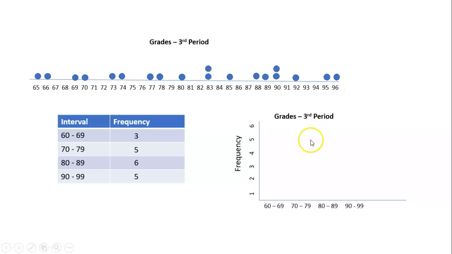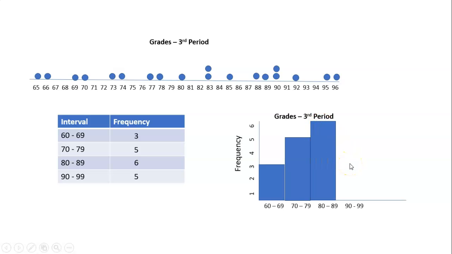So our frequency goes on the left side, and along the bottom goes our groups. So for 60 to 69, I have 3, so I want a bar that will go up to 3. For 70 to 79, we have 5, so I want a bar that goes up to 5. For 80 to 89, we need a bar that goes up to 6. And for 90 to 99, we need a bar that goes up to 5. And there we go. That's our histogram.